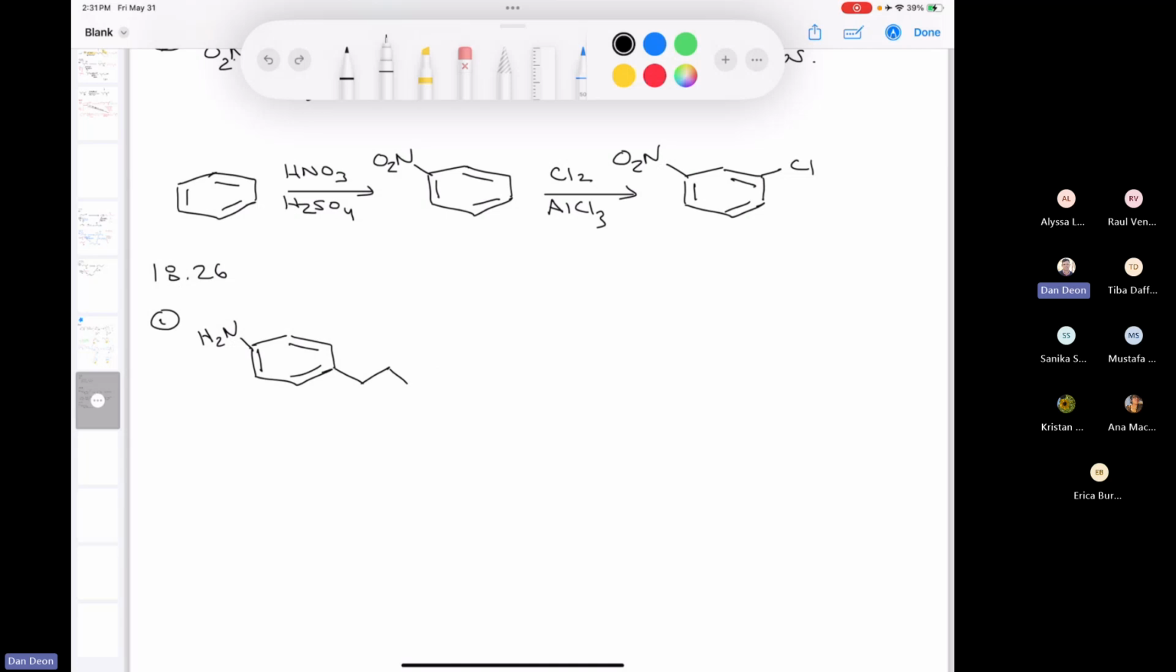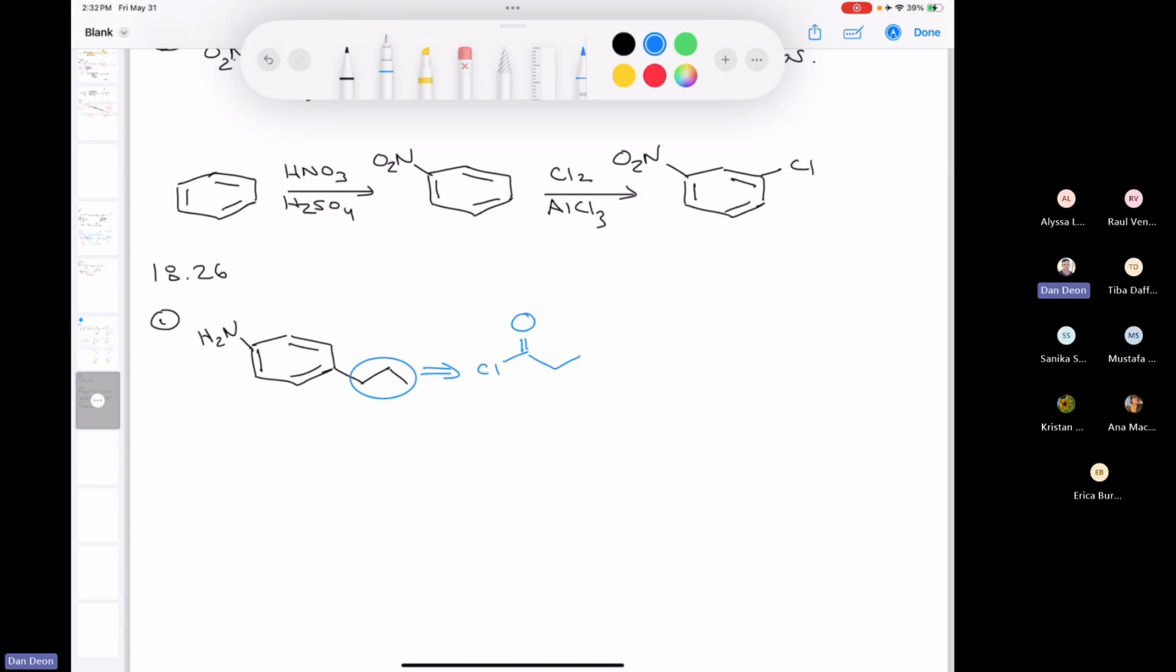Now the propyl group, we know we have to put that on there by Friedel-Crafts acylation, because we don't want to get the isopropyl on there as well. So we're going to need to do Friedel-Crafts acylation there. And for the amino group, we know the only way to put that on is by nitration and then reduction.